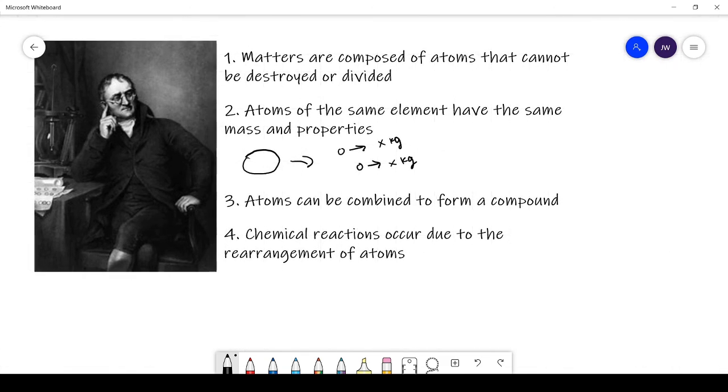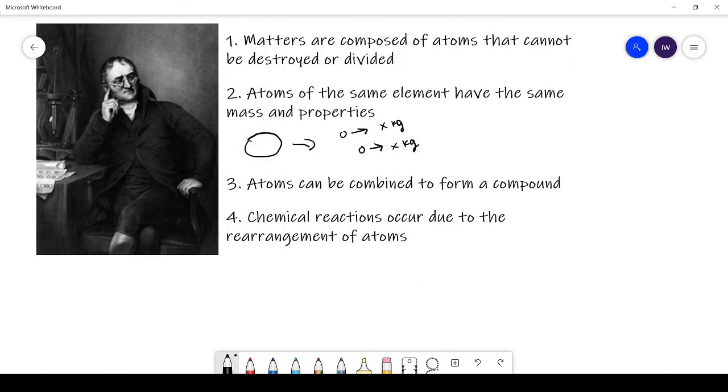So, for example, melting happens because of the rearrangement of the solid molecules that turn into liquid molecules. So, for those who voted Democritus' theory was right, congratulations.